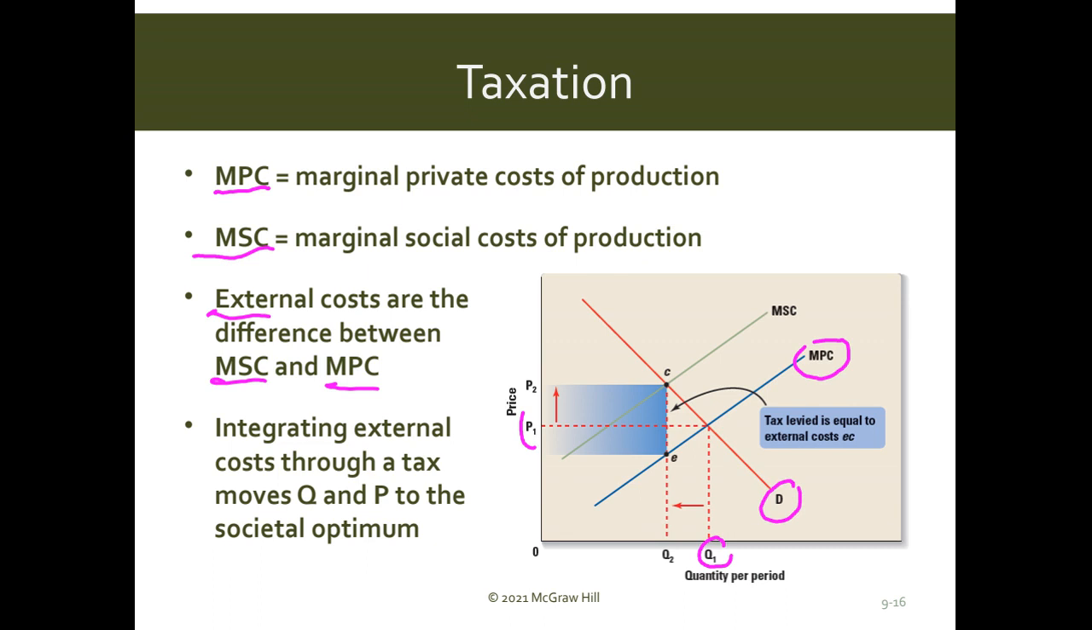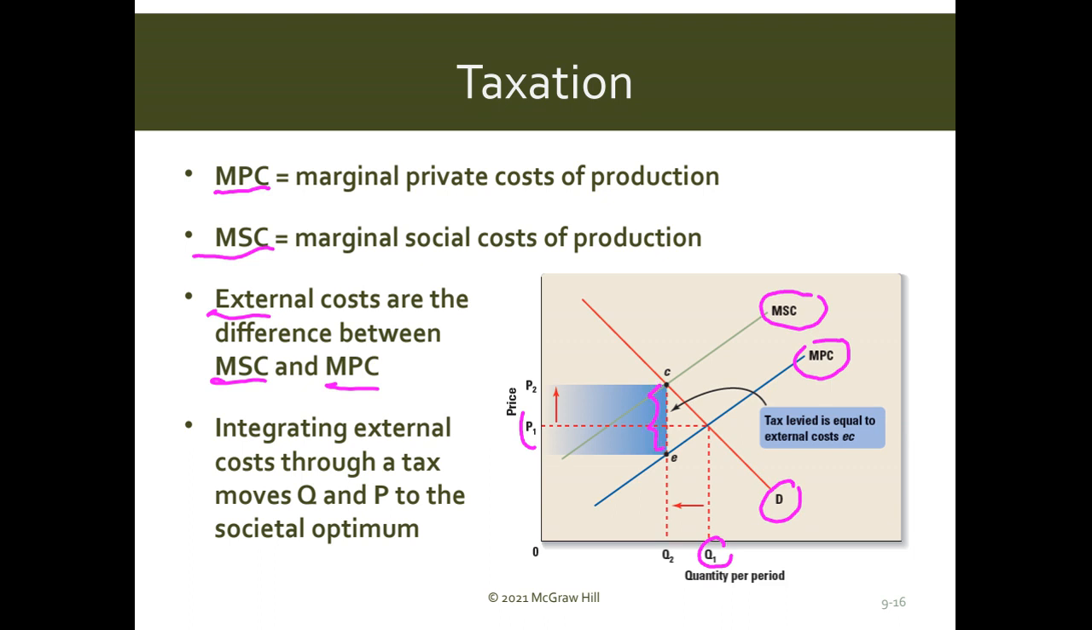But the problem is that the production is imposing costs on others that are not integrated. That is why this industry is producing Q1, which is higher than Q2. Suppose government knows that the external cost is equal to the gap between the MPC and MSC curve, right? So this whole distance is the external cost.